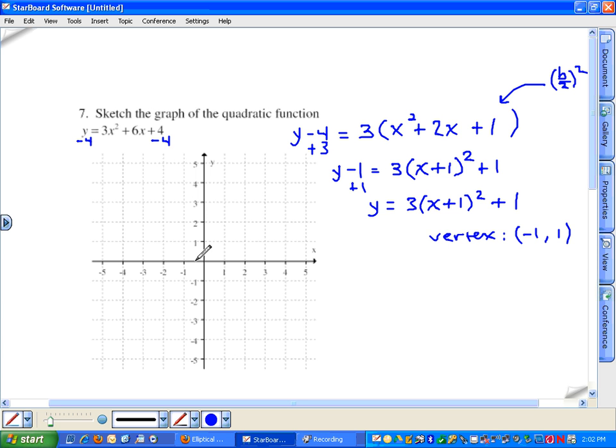Now we know the vertex is negative 1, comma 1. We need to locate some other points on the graph, so we can choose some x values now to plug in, keeping them relatively close to where the vertex is at negative 1. So if we let x equals 0, y is going to be 4. And then if we use symmetry, a parabola is symmetric, so that point can be reflected to over there.